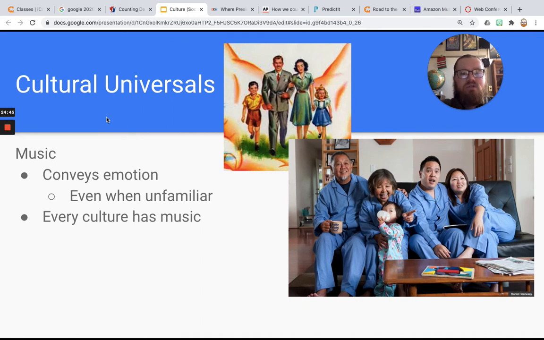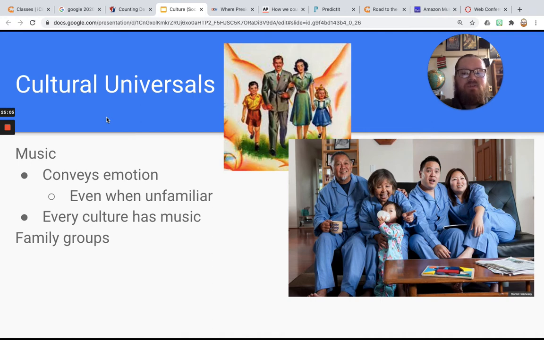Music is also a cultural universal because every culture has music. It can be very different. It might be reggae music from the Caribbean. It might be Tuvan throat singers in Central Asia. It might sound very different, but every culture has music.